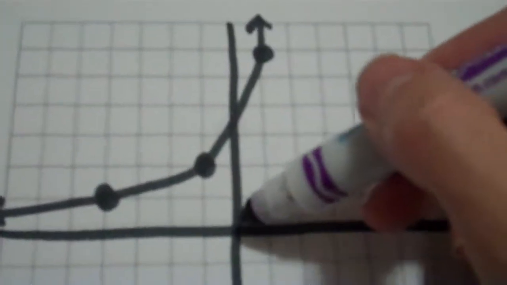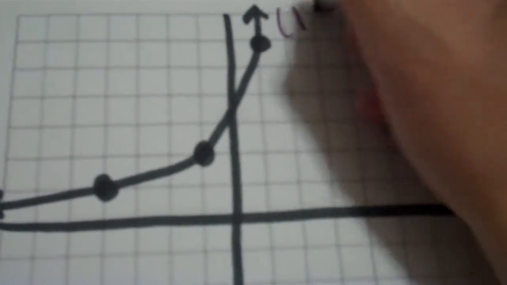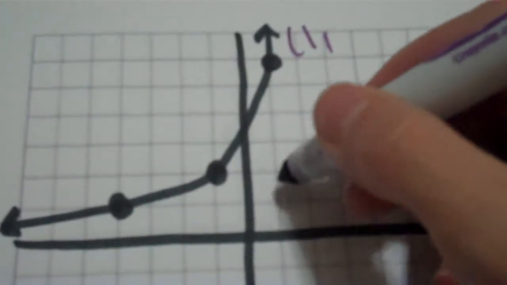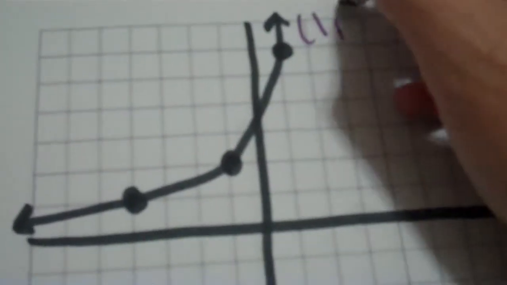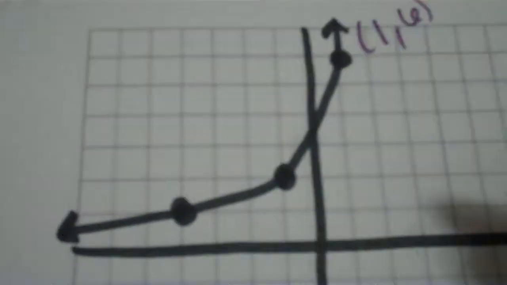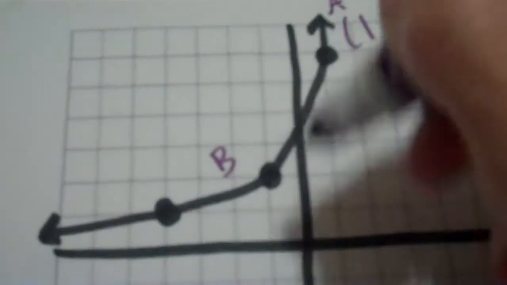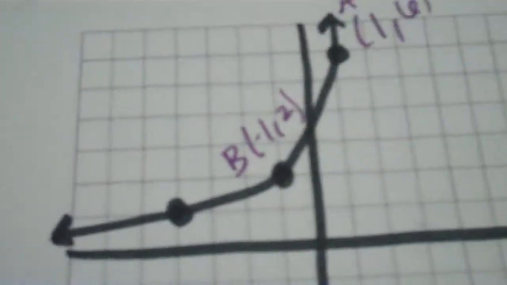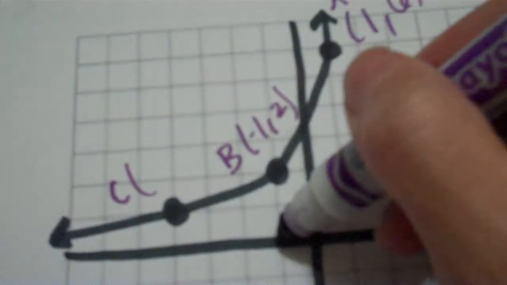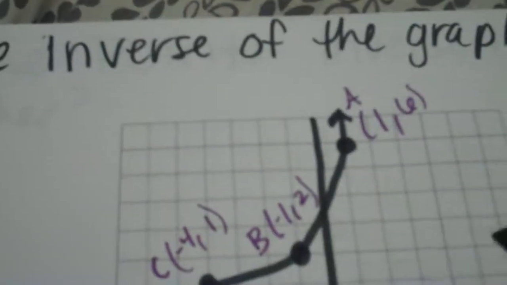So, this point, if I count, x is 1, and then we count up 1, 2, 3, 4, 5, 6. So that's (1, 6). I'll go ahead and label it A. Doesn't really matter. This point, I'll say B, is (-1, 2). And this point over here, I'll call it C, is (-4, 1). So those are the points as they are now.